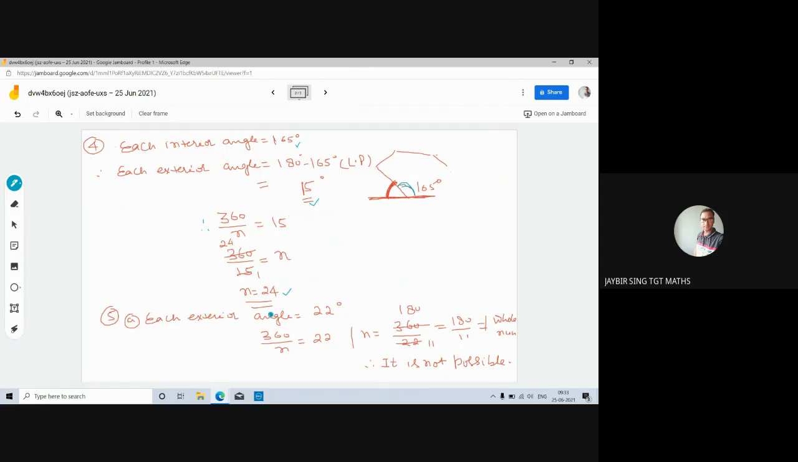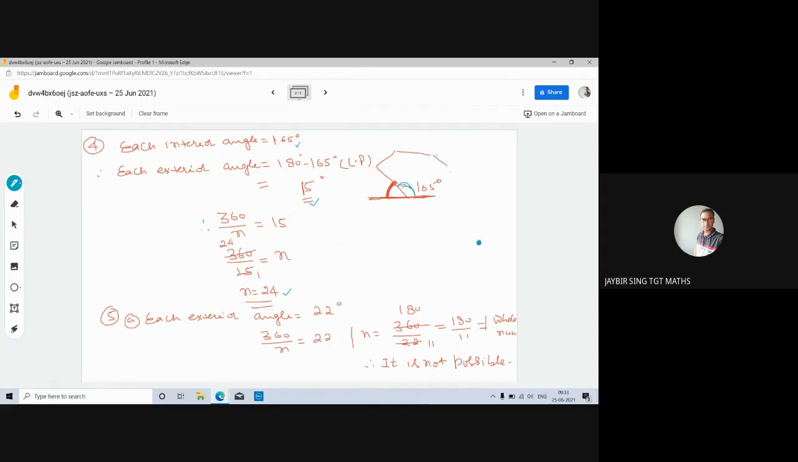Now question number 5. A part, is it possible to have a regular polygon with the measure of each exterior angle 22 degrees? So can we find the number of sides as a whole number? Because the number of sides is just a number, meaning the number of line segments, it should be a whole number. So let's try this again using the same formula. We will try to find the value of n, but here you can see n is 180 upon 11, and if we solve this further, we will not get any whole number, so it is not possible.